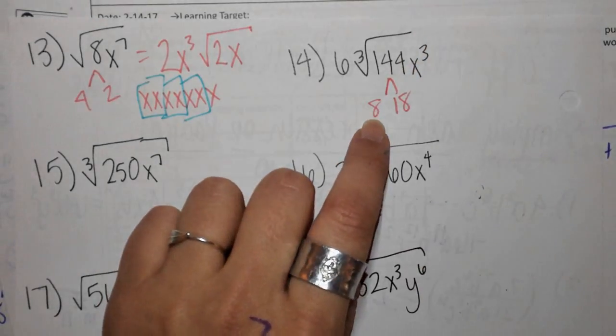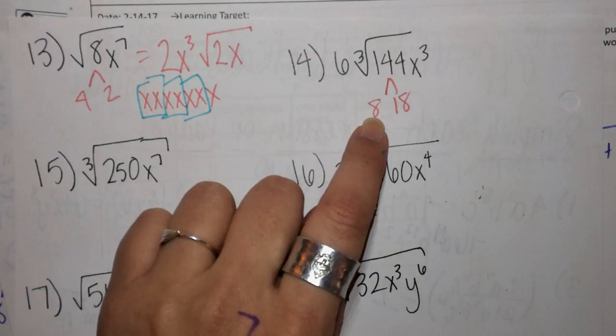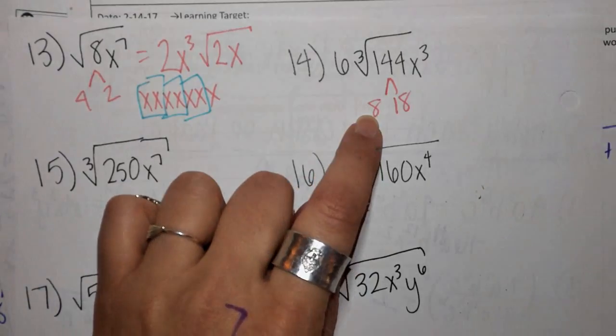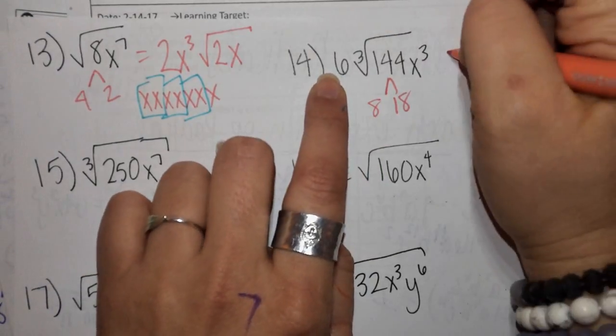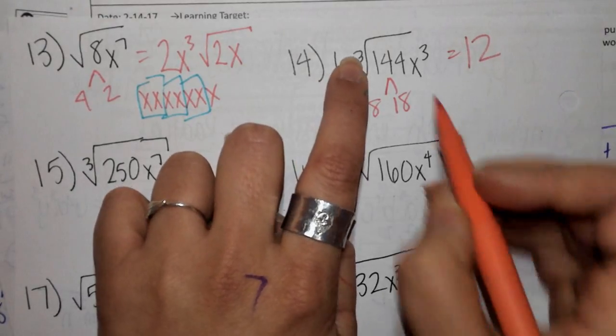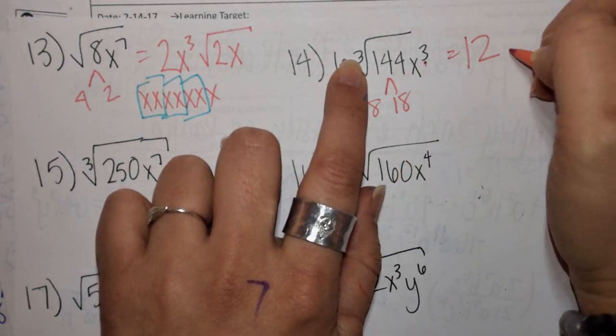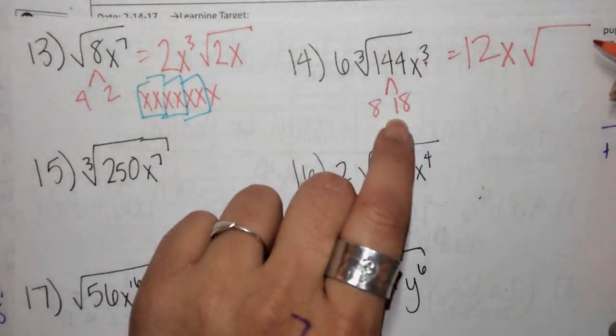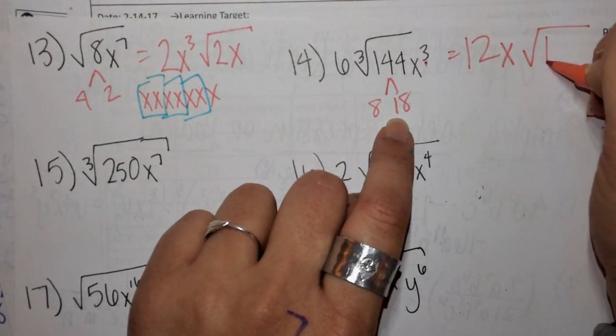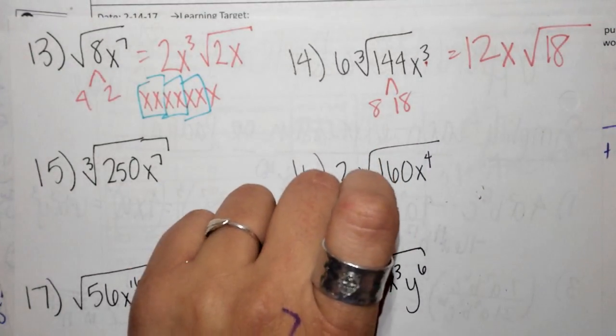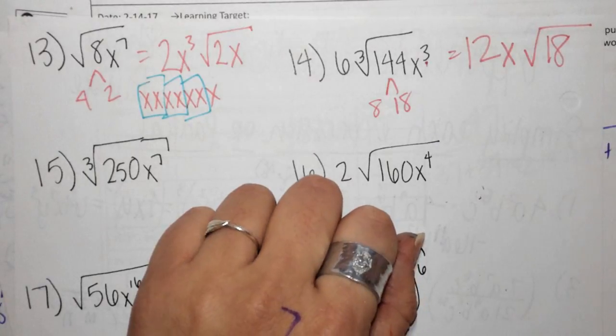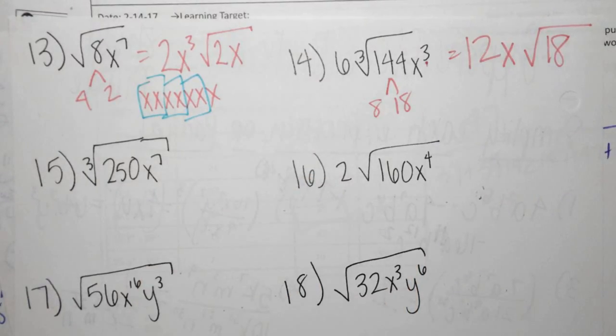All right, and what is the cube root of 8? Turn around. Sorry. What's the cube root of 8? 2. What's 2 times 6? 12. Okay, how many times does 3 go into 3? 1. So you have 1 x on the outside. What's left inside the house? 18. 18. No x's. Why are there no x's left inside anymore? Because 3 goes into 3. Look at you go. Some of us learned something.